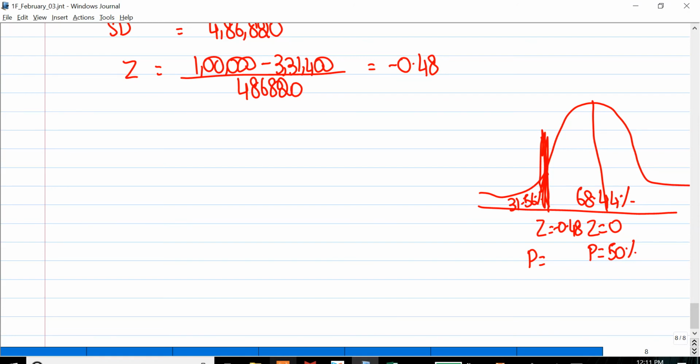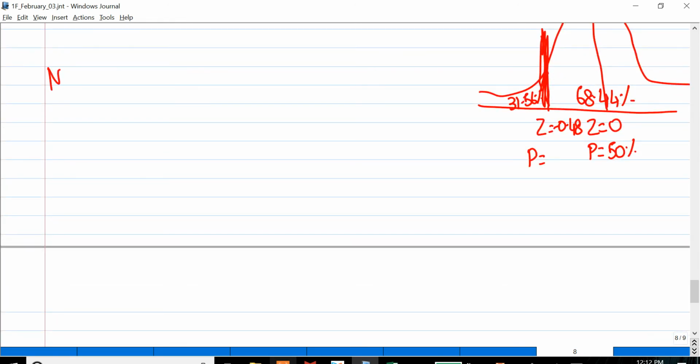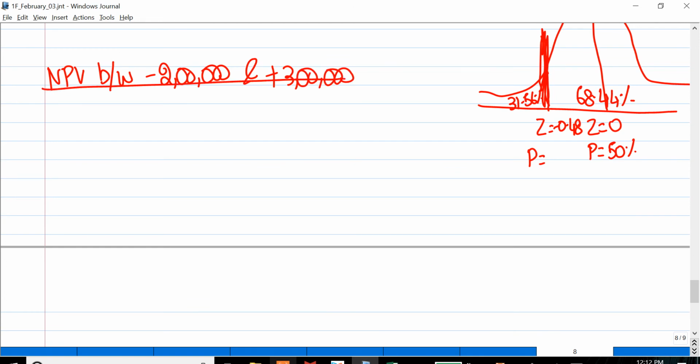Okay, wait, before doing the next one, I want you to do this. Probability of generating NPV between minus 2 lakhs and plus 3 lakhs. Again, do not bother about whether it is less than, greater than and all.